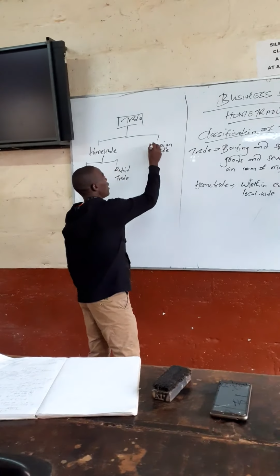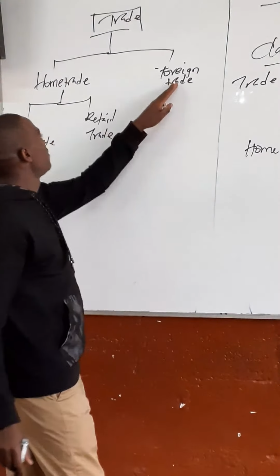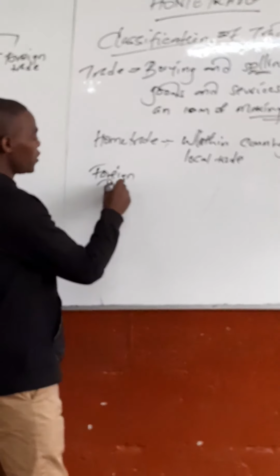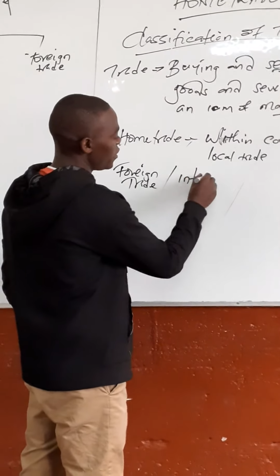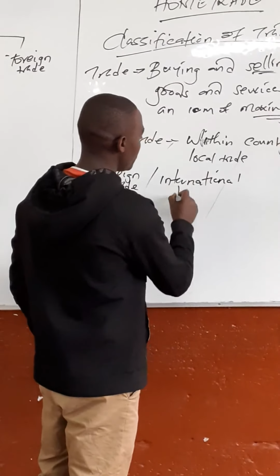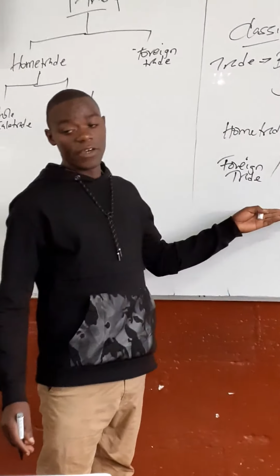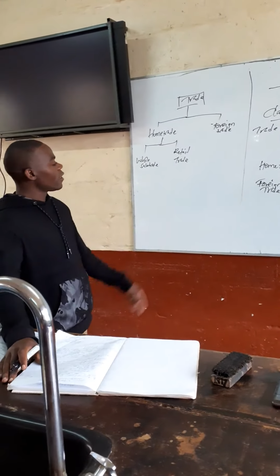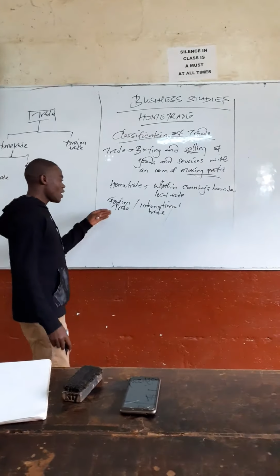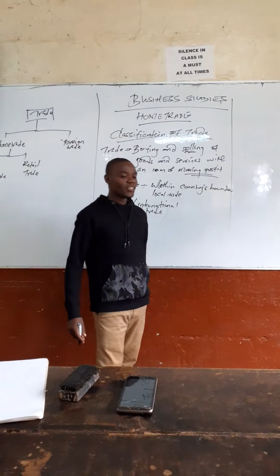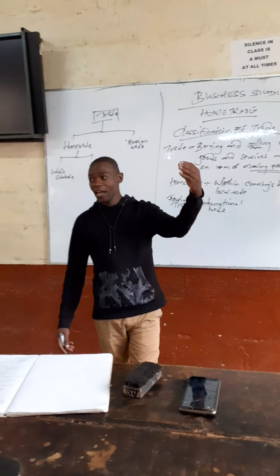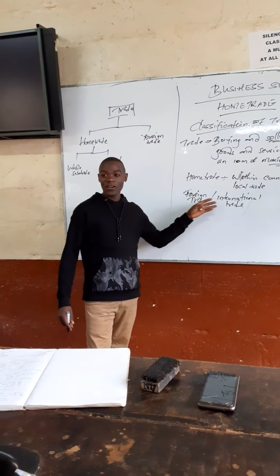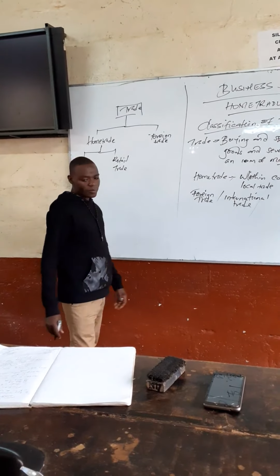Foreign trade is also referred to as international trade. So we have, number two, foreign trade or international trade. This is defined as trade carried out between two or more countries. For example, we have Kenya exporting tea to USA, or Kenya importing electronics from Japan. That is foreign trade or international trade.